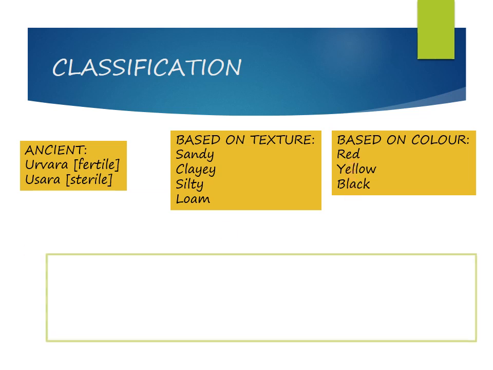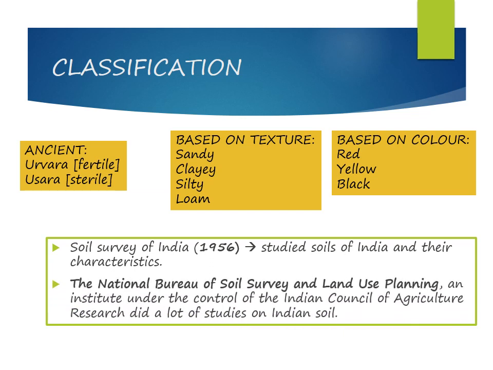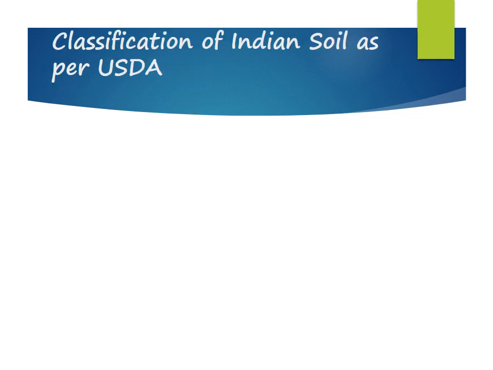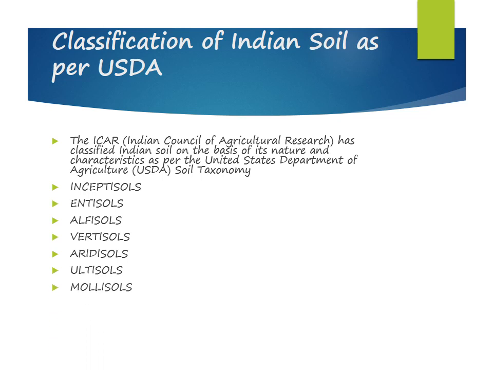Now, in 1956, there was a soil survey of India that was conducted, which studied soils of India and their characteristics. The National Bureau of Soil Survey and Land Use Planning, an institute under the control of the Indian Council of Agricultural Research, did a lot of studies on Indian soil. The ICAR, or Indian Council of Agricultural Research, has classified Indian soil on the basis of its nature and characteristics as per the United States Department of Agriculture, that is USDA soil taxonomy. So we have inceptisols, entisols, alfisols, vertisols, aridisols, ultisols, mollisols, and others.